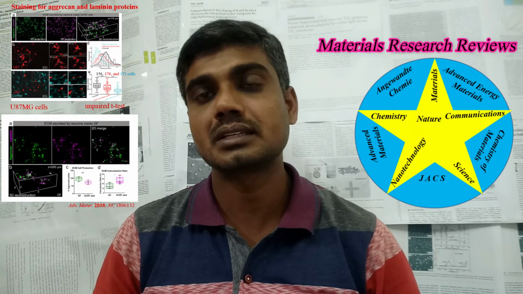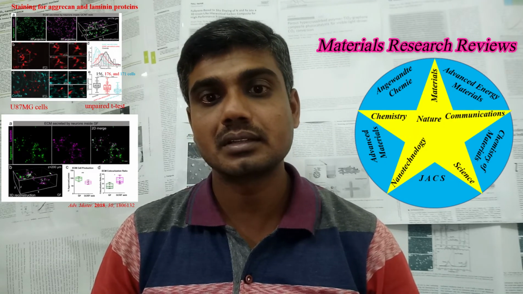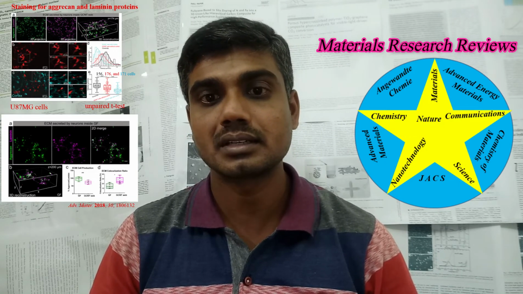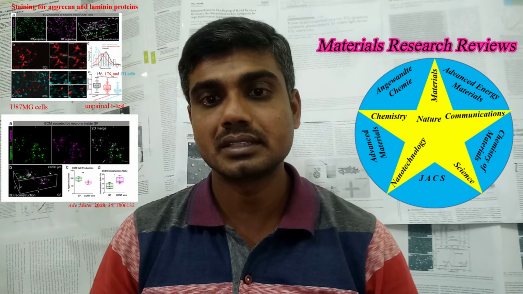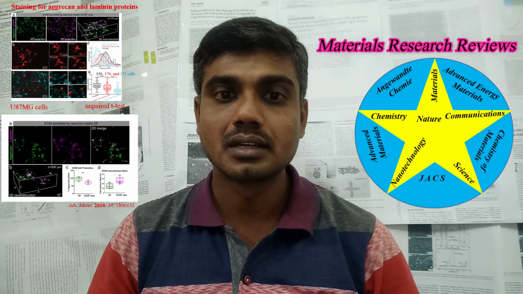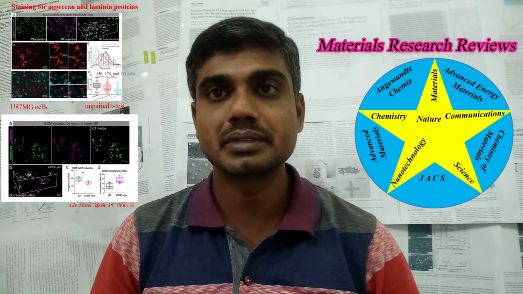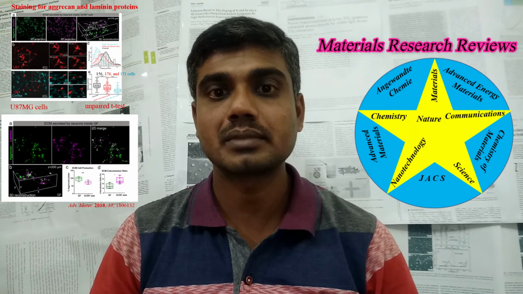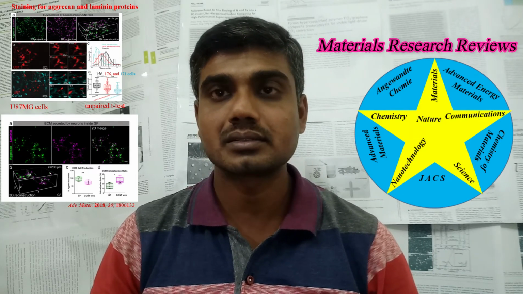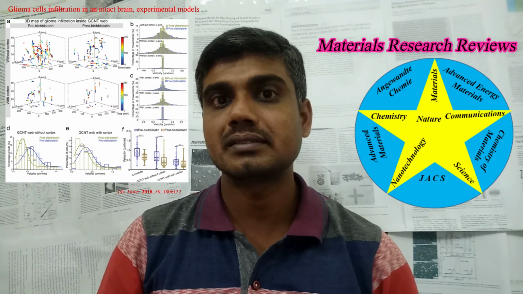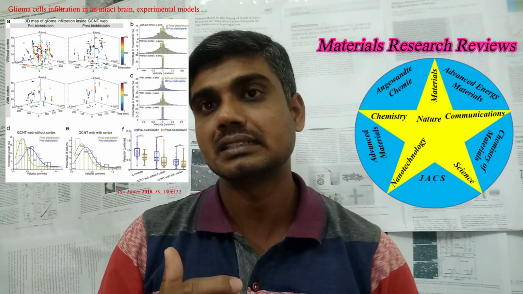After that, a live cell imaging experiment with fluorescent-labeled U87 MG cells and cortical cells, both mixed. Here you can see the cell migration, several micrometers, and the related plot is also shown here. Here the glioma cell infiltration interacts with the brain experiment.